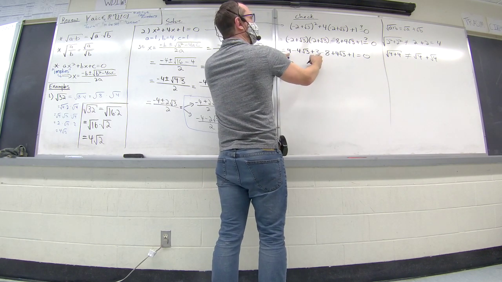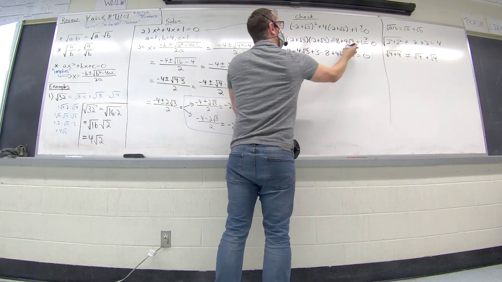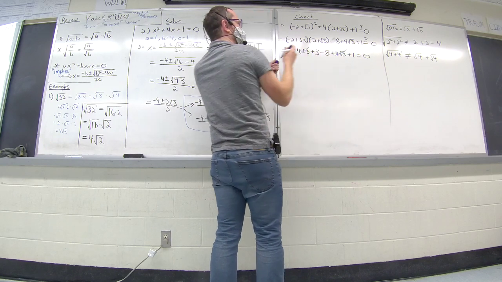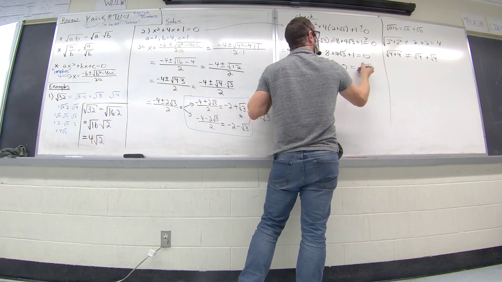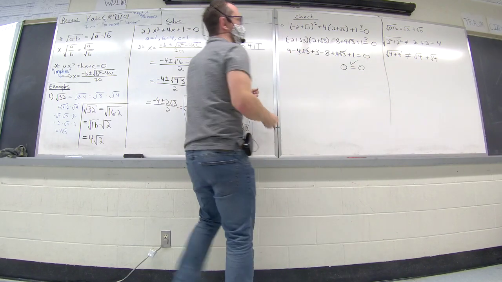4 plus 3 is 7. Wait, what happened to these guys? They cancel. 4 plus 3 is 7, plus 1 is 8. Minus 8 is 0. I get 0 equals 0. It does work. I shouldn't have equal signs there.